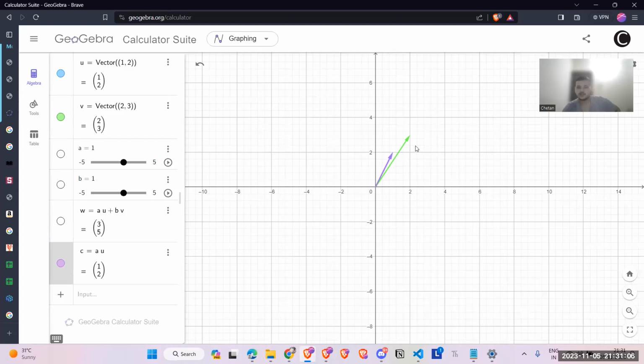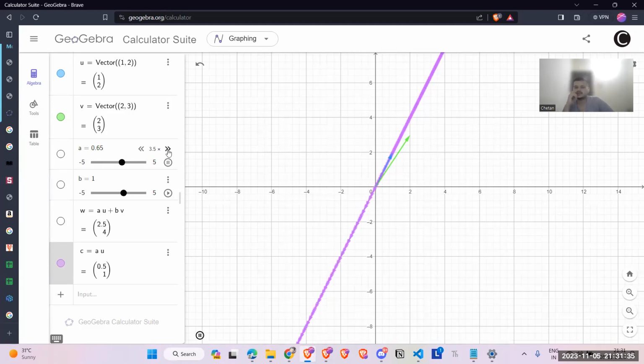Correct. So all the points that lie on the line joining (0, 0) and (1, 2) will be part of the line that I can reach by varying this a associated with this vector. Let's see that. Can you see what's happening here? Let me just increase the speed for this as well.